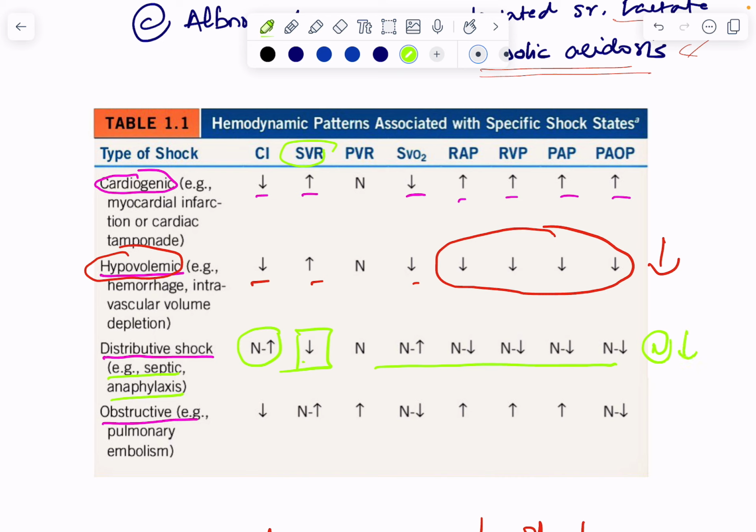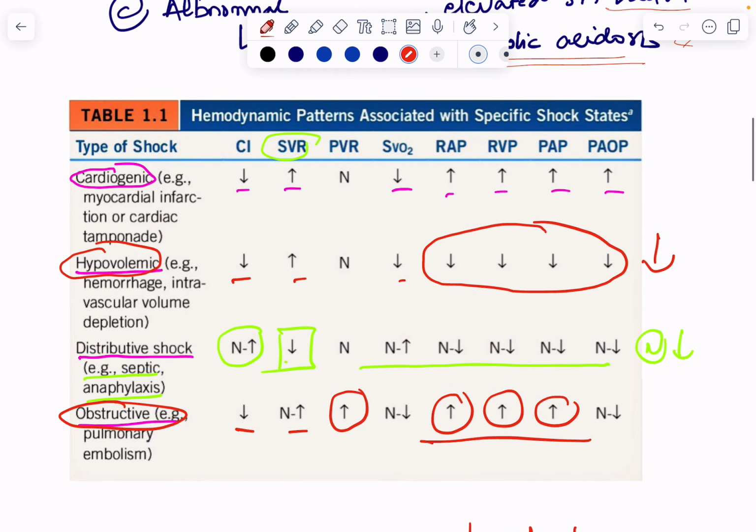Now what is obstructive shock? Obstructive obviously says that there is an obstruction in the pulmonary arteries, and obstructive shock is most commonly because of pulmonary embolism. So cardiac index is obviously decreased. Systemic vascular resistance, there is an increase in peripheral vascular resistance. Then right atrial pressure will increase, right ventricular pressure will increase. So these are the changes which occur in different types of shock. You can go through this one.